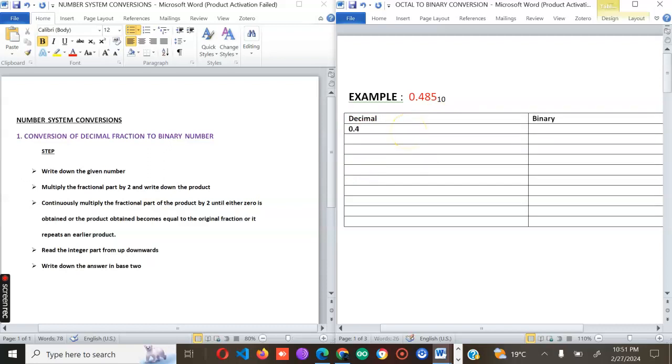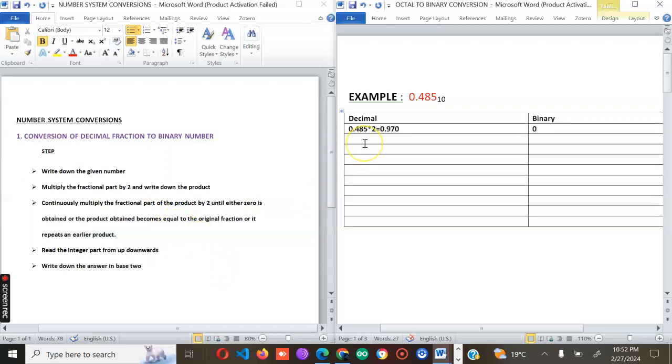So we have 0.485, and you multiply by 2. The answer that you get is 0.970. The integral part of the answer is the one that you write as your binary, and here our integral part is 0, so you write the 0. According to instruction number 3, you continuously multiply the fractional part by 2 until either 0 is obtained, or the product becomes equal to the original fraction, or it starts to repeat itself.